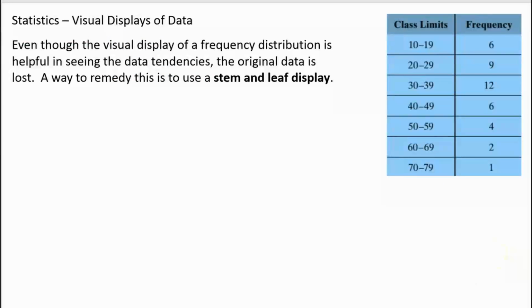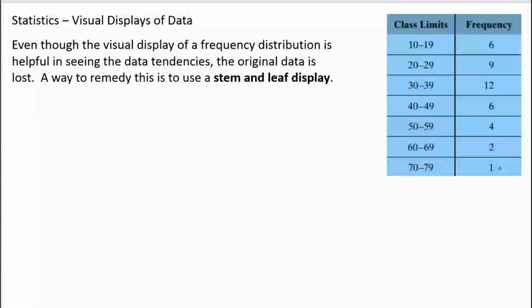Here's something interesting to think about. This information that I have over here to the side, you'll recognize this. This is the problem we just did. But I got rid of the column for the tally and the column for the relative frequency, and all I have is just frequency here. It says, even though the visual display of frequency distribution is helpful in seeing the data tendencies, the original data is lost. A way to remedy this is to use a stem and leaf display.